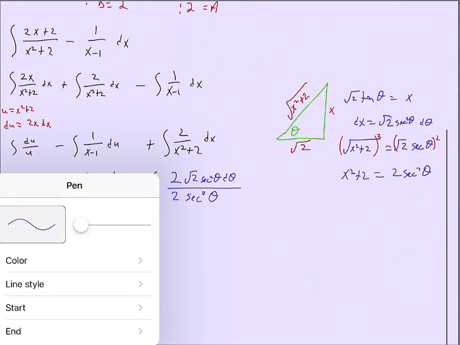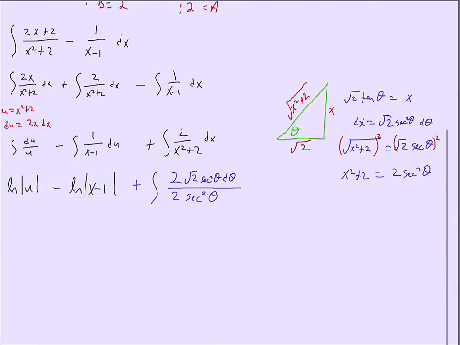So in my next row, I'm going to keep working on my antiderivative here. The ln of the absolute value of u, I might as well put my u back in. The ln of the absolute value of x squared plus 2 minus the ln of the absolute value of x minus 1 plus the indefinite integral. A lot of things cancel out. All that I'm left with here is root 2, which I might as well pull out, times d theta. And so we can integrate that.